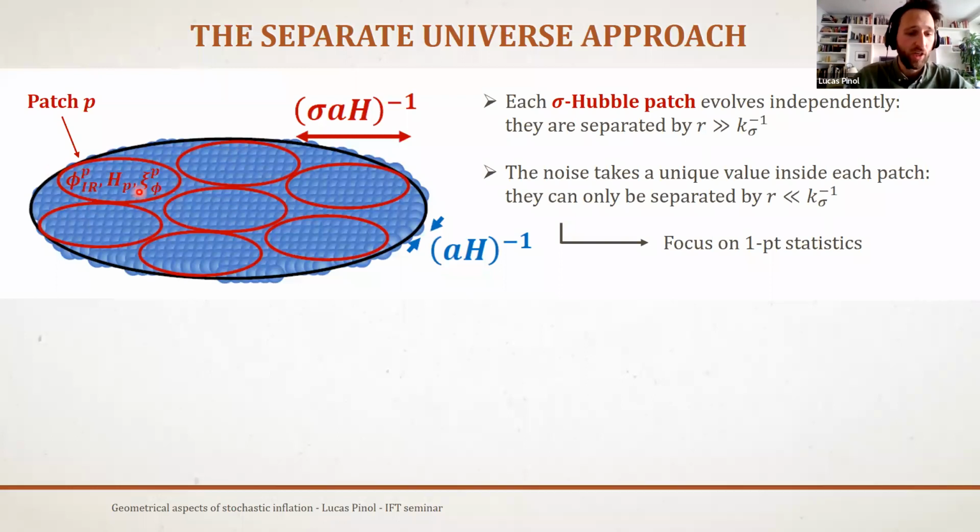It means that if you look at one patch, then the noise will take the same value everywhere in this patch. Then you look at another patch. Okay, within this patch, it will be the same value, but this value will be completely uncorrelated with the one of the patch, which is its neighbor. So this will enable us to simplify the Langevin equation.